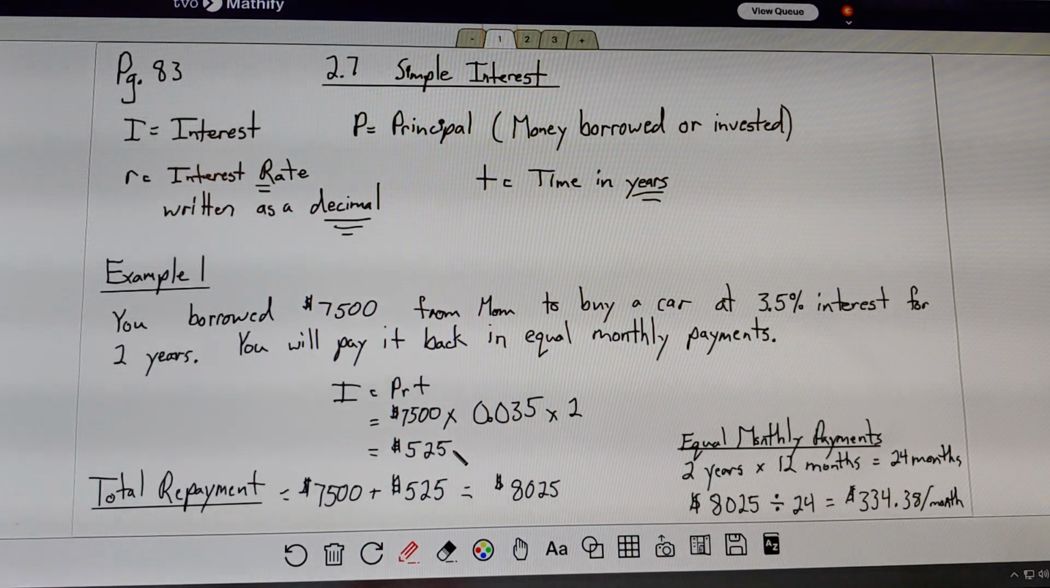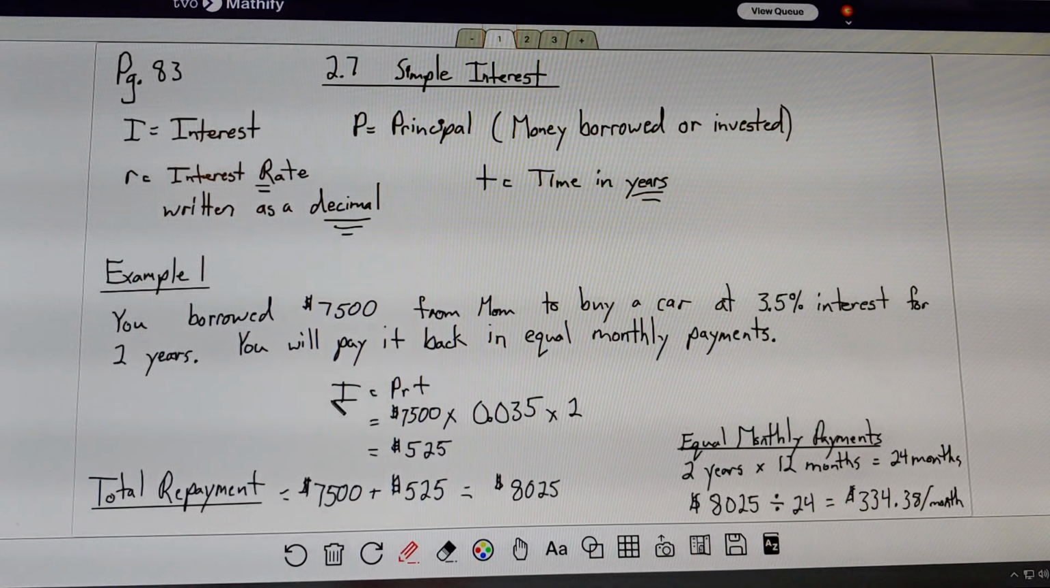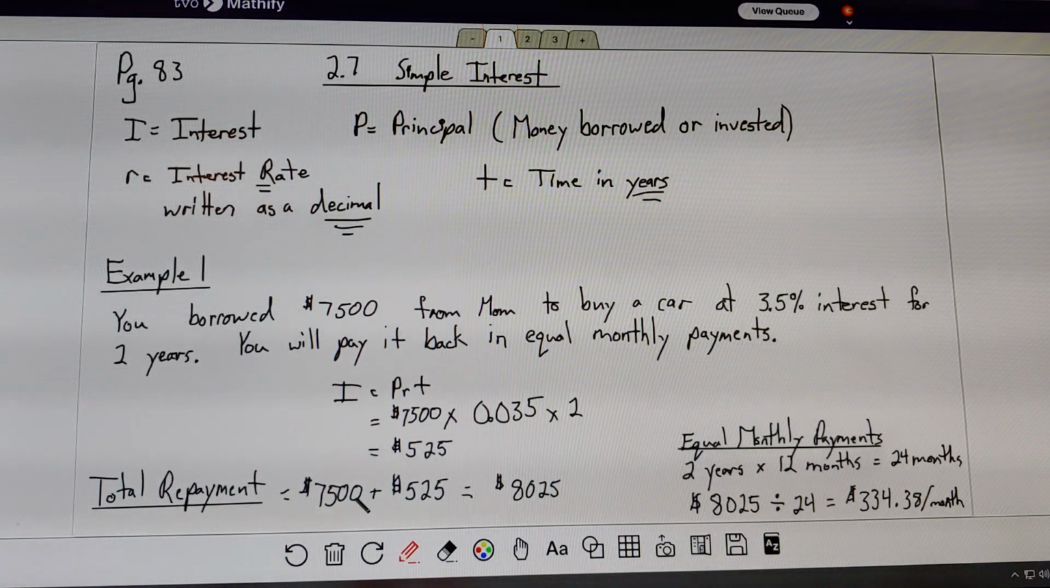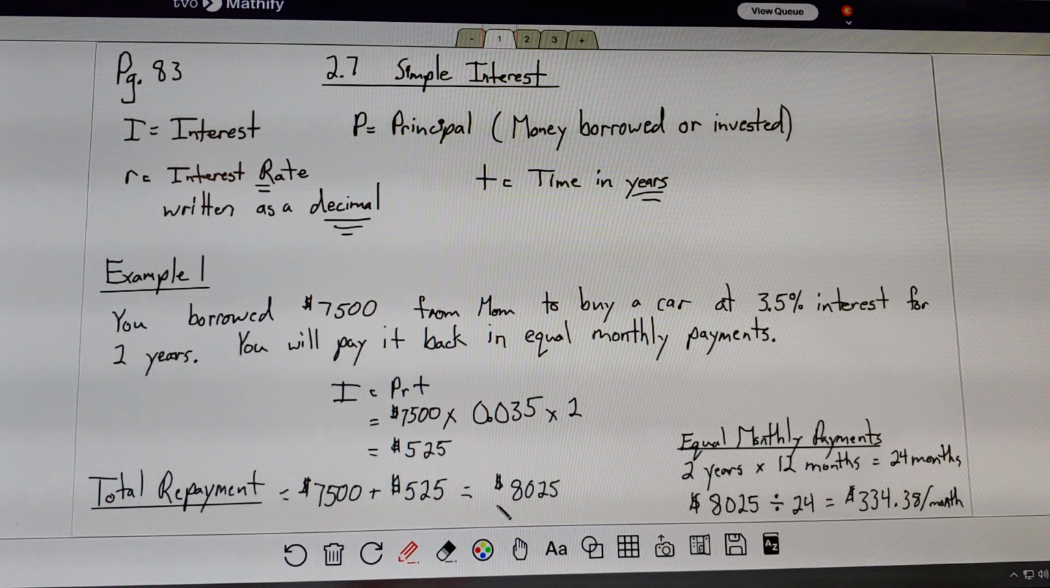Now, is that the amount that you have to pay back? You wish. That's only the interest. That's how much extra you have to pay back. So your total repayment is going to be the principal, the amount that you borrowed, plus the interest that you accumulated. So you have to pay back $8,025.